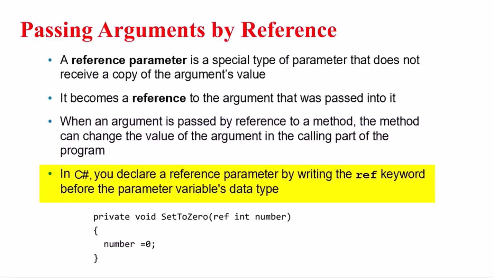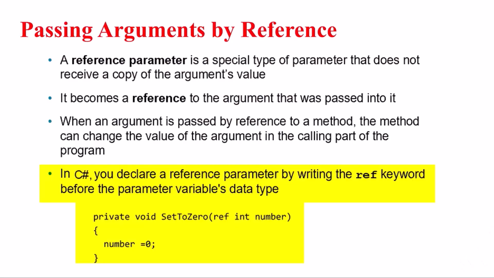In C#, you declare a reference parameter by writing the ref keyword in front of the variable, as you see down right here below. We've got a private void method, SetToZero, with ref int number. In other words, we have a reference to an integer called number, and then we set number equal to 0. So whatever we got passed is going to get changed to 0. Whatever the thing is, it'll get changed by this particular method that we're looking at.